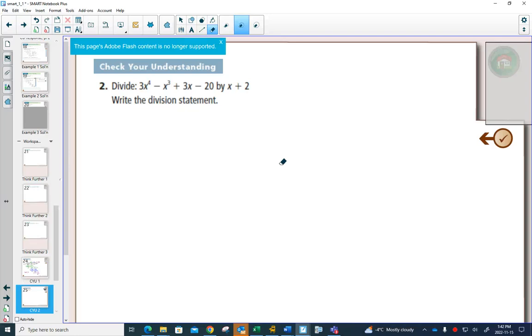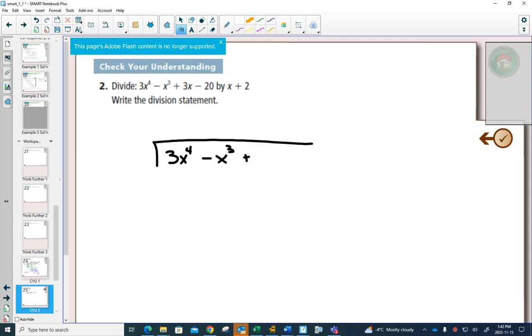Example 2. Are they in the right order? That's rule number 1. Is anything missing? There's no x squared. So when we write it out, we write 3x to the 4 minus x cubed plus 0x squared plus 3x minus 20. And the reason we write the 0 is going to come up in a second because we'll probably have x squareds in our answer. We're dividing by x plus 2.